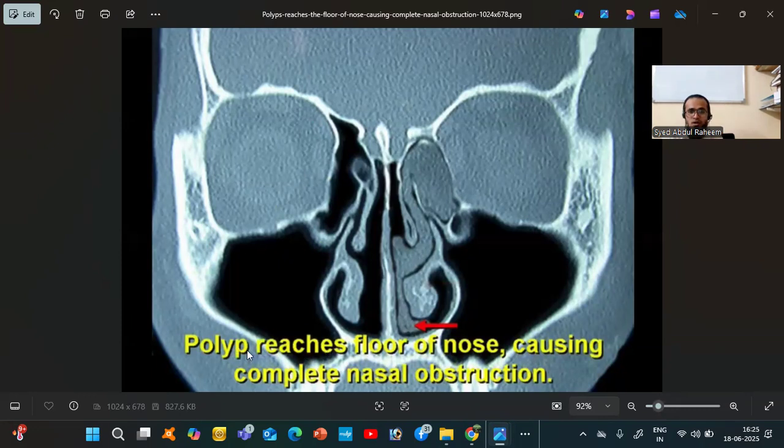You can see the polyps reach the floor of the nose. Here there is no blockage, you can see. Here you can see there's a blockage. All the areas are blocked, and an extra amount of growth is seen there. So this is called nasal polyps. So what is the investigation of choice? CT scan of the head or CT scan of the facial region or nasal area, nasal cavity.